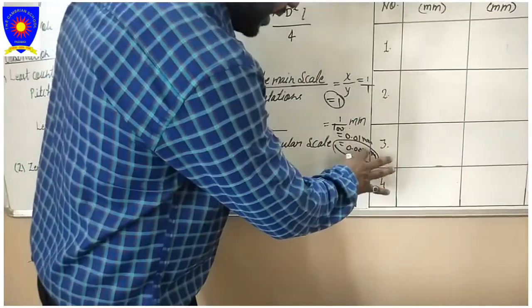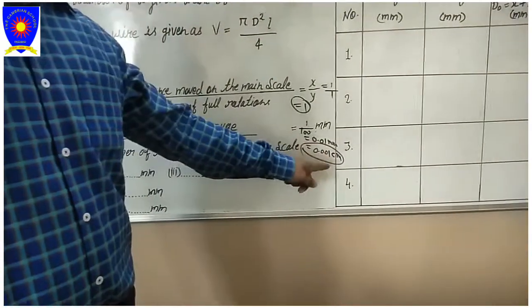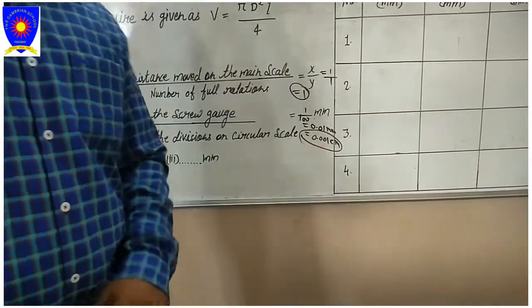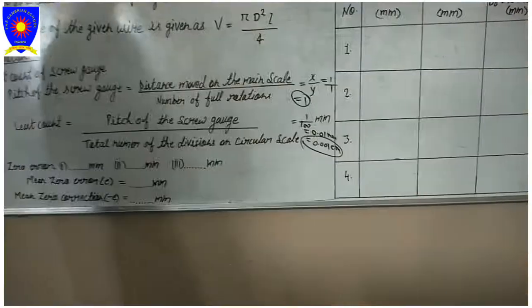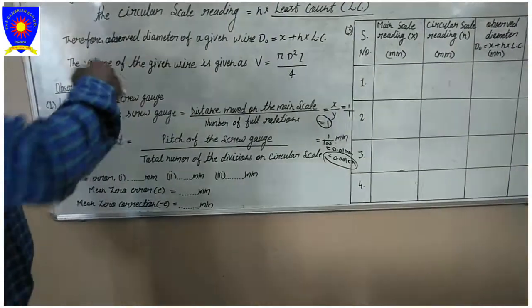Sorry, write here in centimeter. This is in meter, write in centimeter. So when you convert it into meter, you will find 0.001 centimeter. That is the least count of the screw gauge. Now come to the theory again.